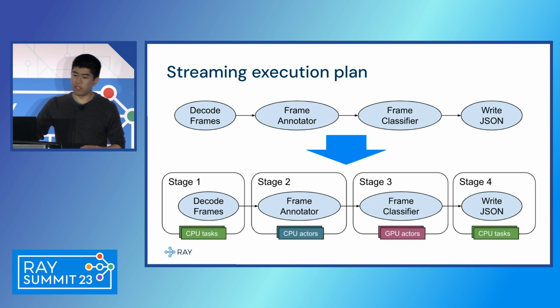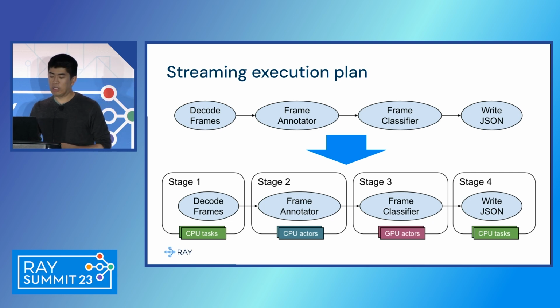So this is kind of the most general case of running Ray data streaming with multiple operators. Every operator is running on a different type of resource, like CPU tasks, CPU actors, and GPU actors as well.